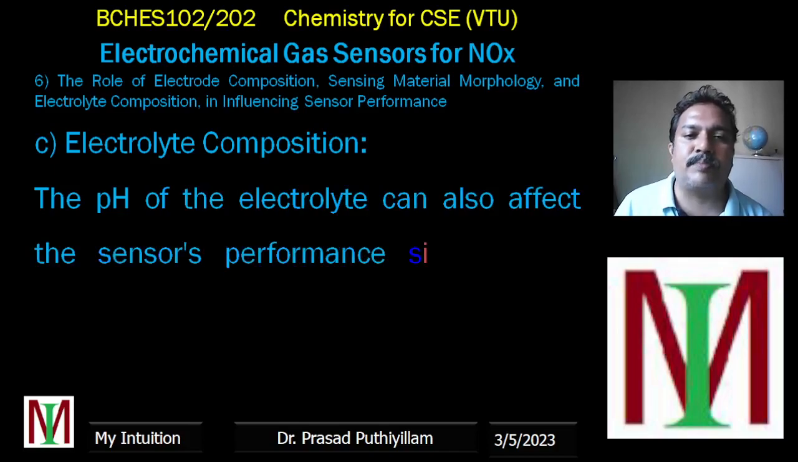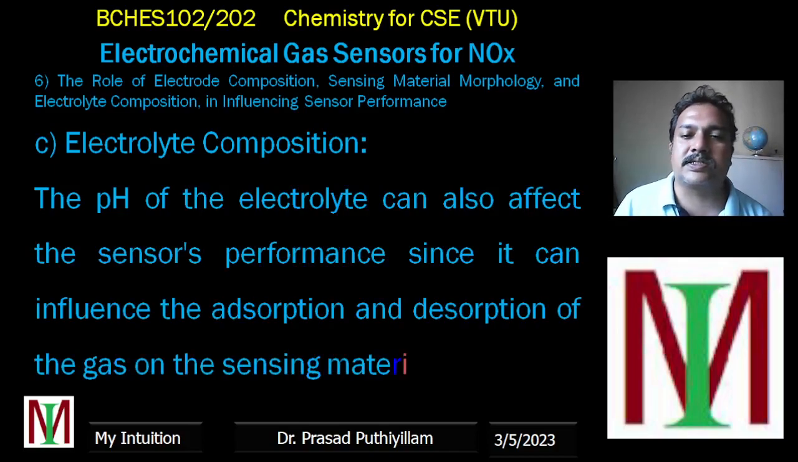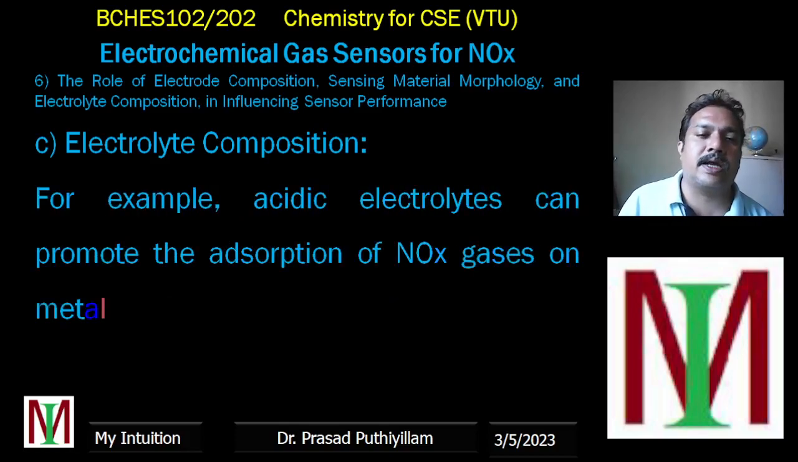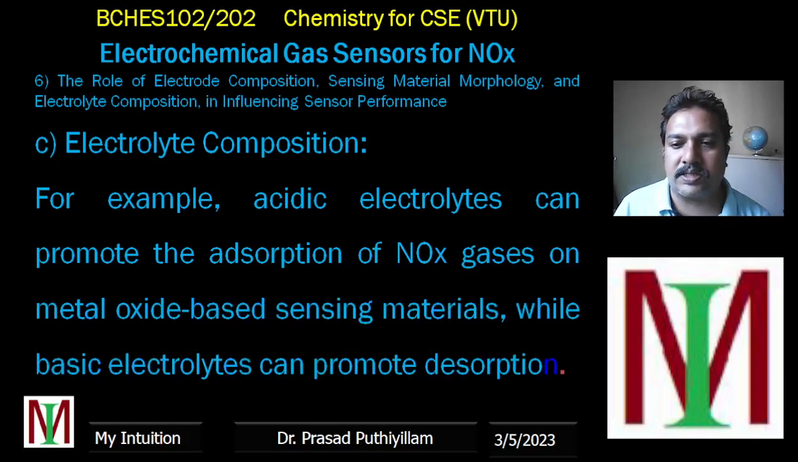Electrolyte composition continuing. The pH of the electrolyte can also affect the sensor's performance since it can influence the adsorption and desorption of the gas on the sensing material. So we have to consider the hydrogen ion concentration in the electrolyte also. For example, acidic electrolytes can promote the adsorption of oxides of nitrogen gases on metal oxide based sensing material, while basic electrolytes can promote its desorption. If acidic condition is there, the oxide will come and attach to that. If it is alkaline condition, then easily it can be removed.